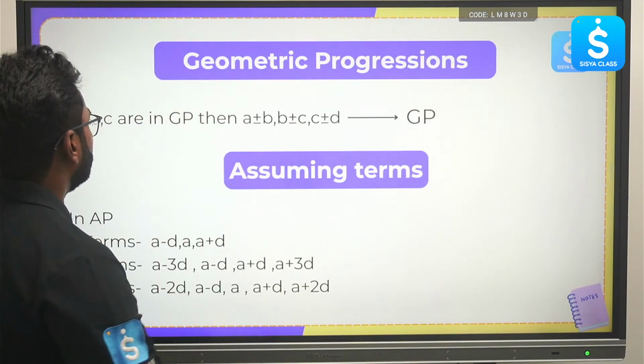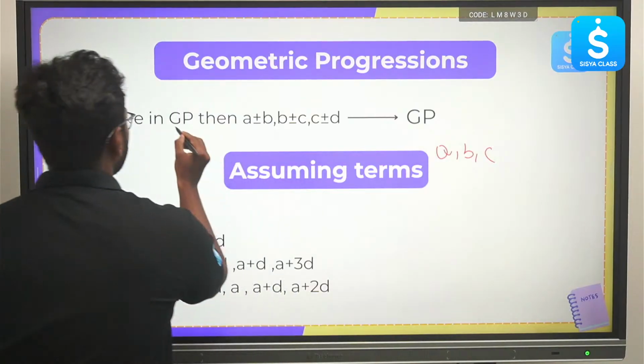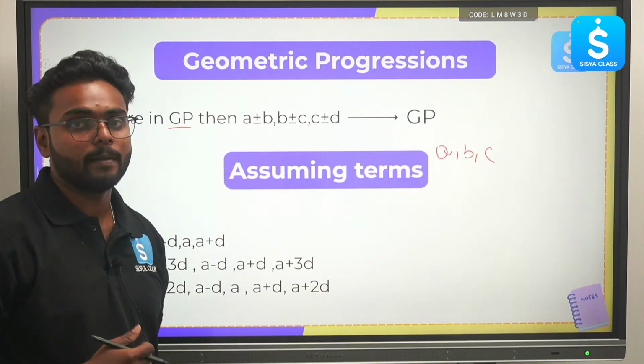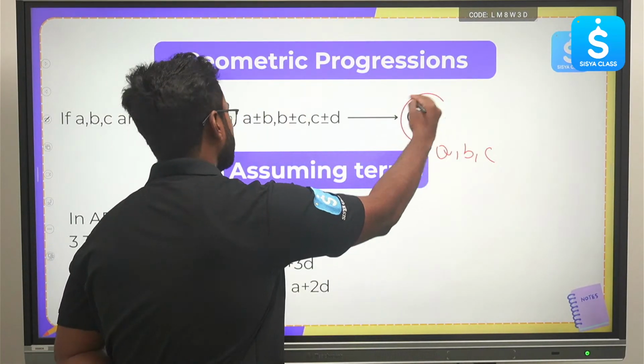Let's continue. If we take three terms A, B, C, and they are in GP, then the combinations A plus or minus B, B plus or minus C, C plus or minus D, and so on will also be in GP.